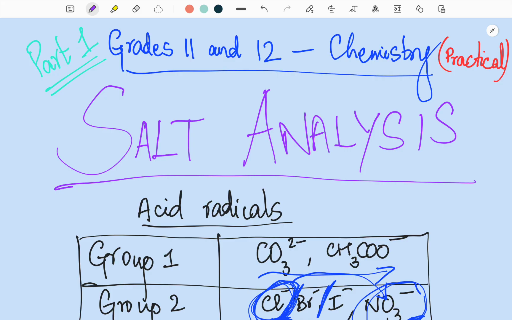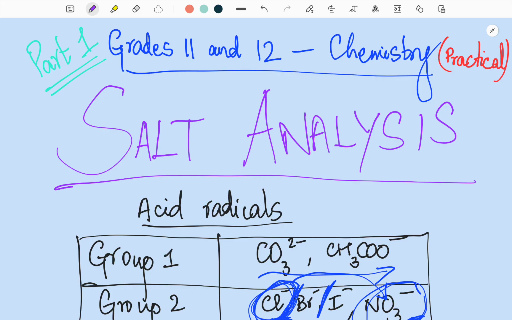Then you need to take the salt in a test tube and add concentrated sulfuric acid. If you are getting a colorless gas with a pungent smell, then that means chloride ion is present. If you are getting reddish brown vapors, then it is bromide ion. And if you are getting violet vapors, it is iodide ion. And what are the vapors? The colorless gas is HCl, the reddish brown gas is Br2, and the violet gas is I2.